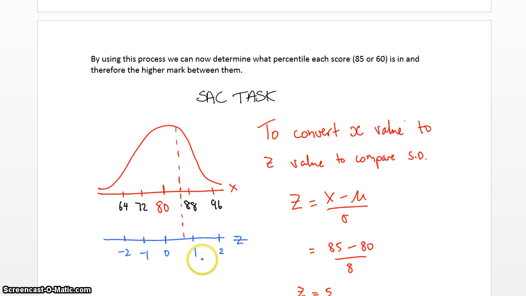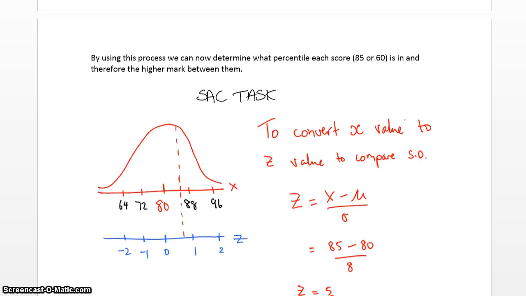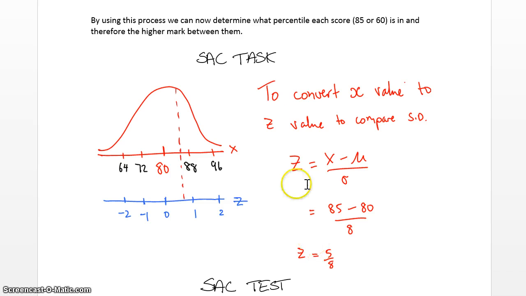Is it 1 standard deviation? Is it 2? Is it 0.5? Is it 0.6? And that sort of helps us a little bit. So 85, which is the mark that I got, minus 80 divided by 8, because the mean is 80 and the standard deviation is 8, and I end up getting 5 out of 8. So I know that 85 is 5/8 of a standard deviation away from the mean.